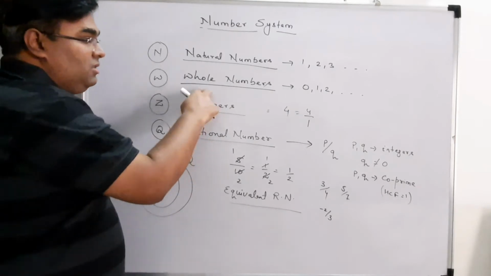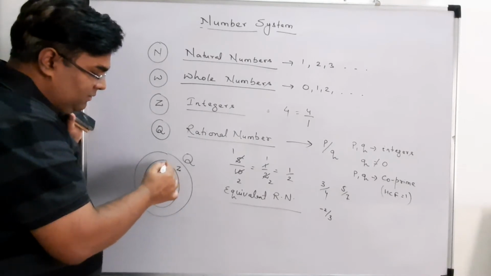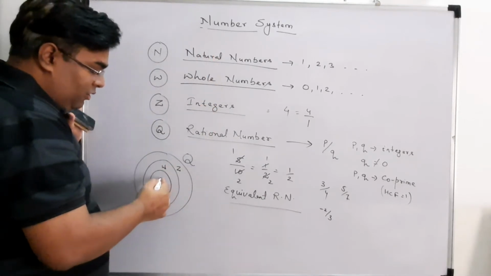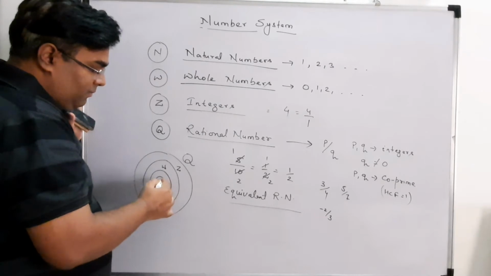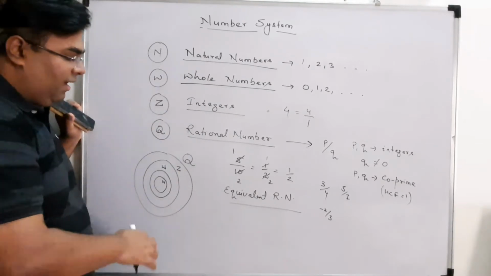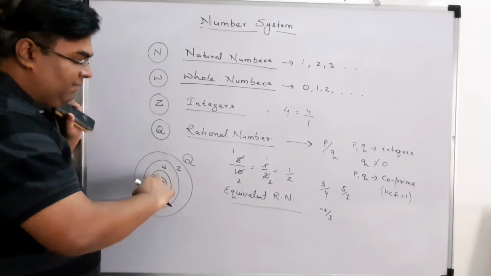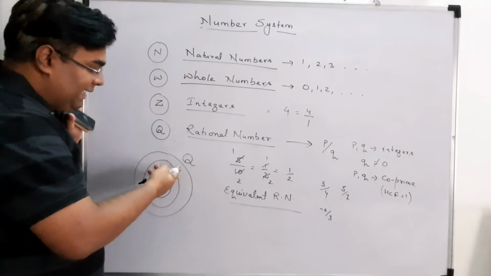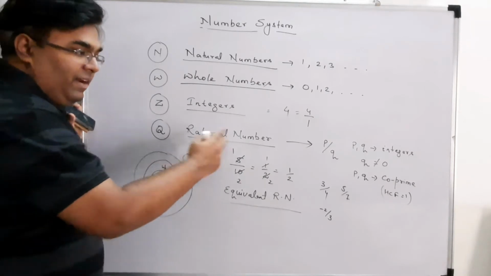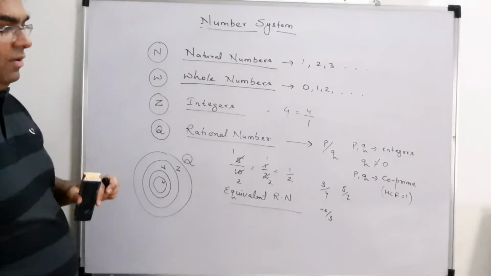Now in integers you have whole numbers, and in whole numbers natural numbers also come. So this is called the number family. We have natural numbers, then we add 0 to get whole numbers, then we add all negative numbers to get integers, then we add all fractions to get rational numbers.